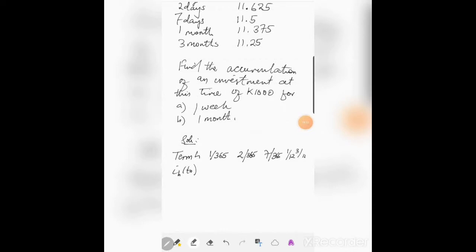So here for our i subscript h we get 0.1175, then here we get 0.11625.